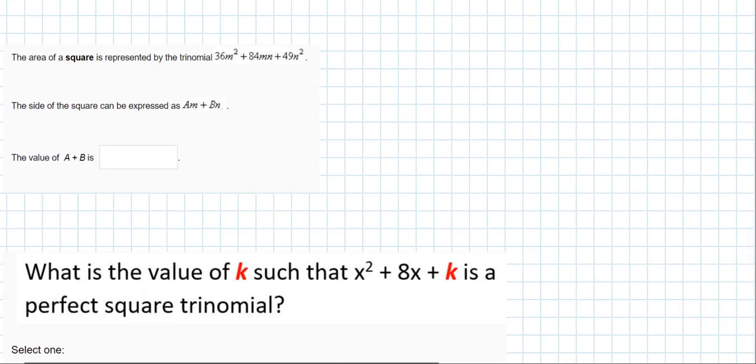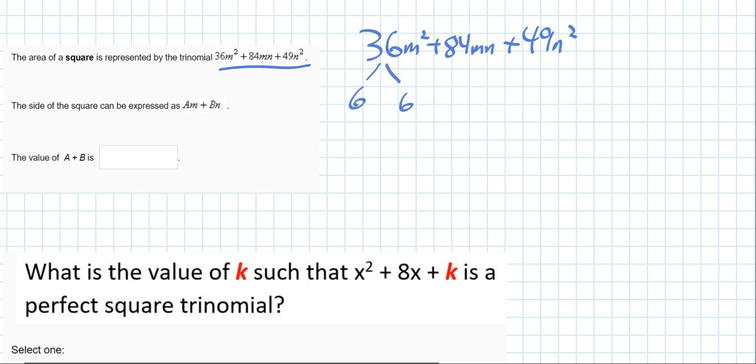Next, the area of a square is represented by this trinomial. The sides of the square is this. What's the value of a plus b? Okay, so factor 36m squared plus 84mn plus 49n squared. So here we've got a perfect square, right? 36 is 6 times 6, m squared is m times m. 49 is 7 times 7, and n squared is n times n. So our beginning and our end are perfect squares.